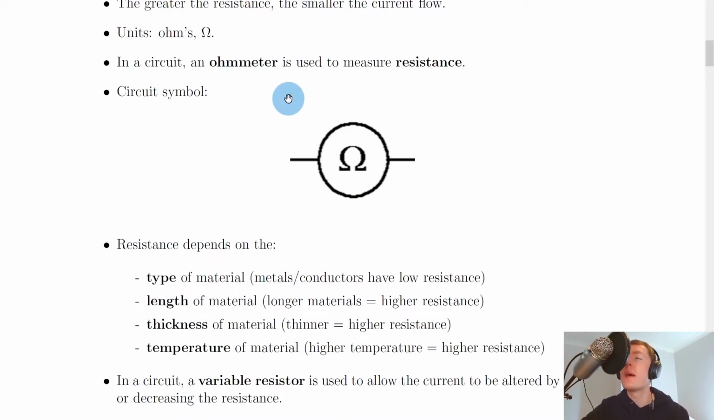And you should also remember the device we can use in a circuit to measure the resistance of a component. So this is called an ohmmeter and has the circuit symbol of this thing here. So it's a big circle with the Greek letter omega inside it to show you the unit of resistance there.